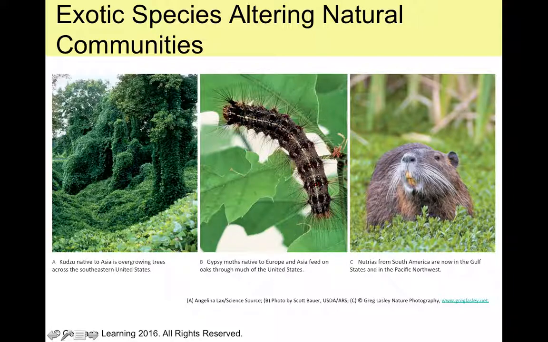Here's the gypsy moth from Europe and Asia, brought here accidentally, and it feeds on oak trees. It's very bad for our oak trees. And then this little thing, which is not actually that little, is called a nutria. And a nutria is a semi-aquatic rodent, kind of like a beaver without the benefits of a beaver, that are now all over in the Gulf states and in the Pacific Northwest. And they are very, very damaging to swamplands and to the native biodiversity.